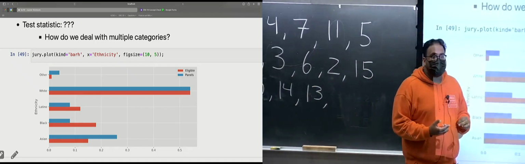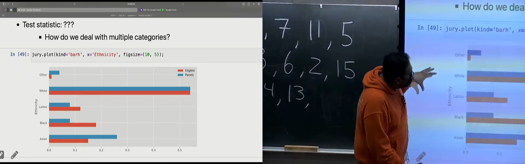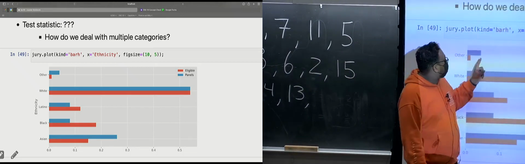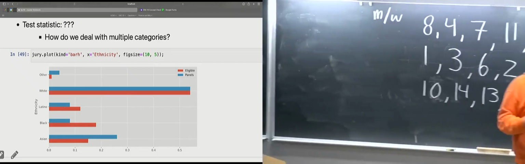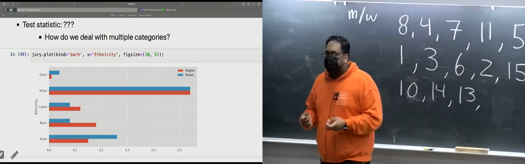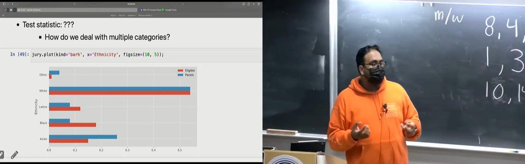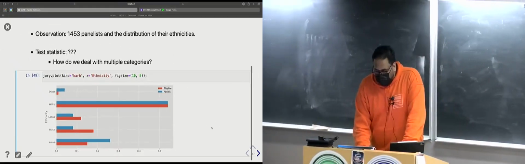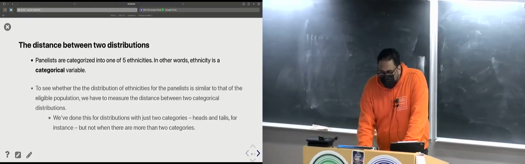Do we agree? Somehow we need to condense the differences we see, right? This difference, this difference, this difference, this difference. We need to summarize all of that with just one number. But we haven't done that yet. Do we see the problem? Okay, so somehow we need to quantify this.